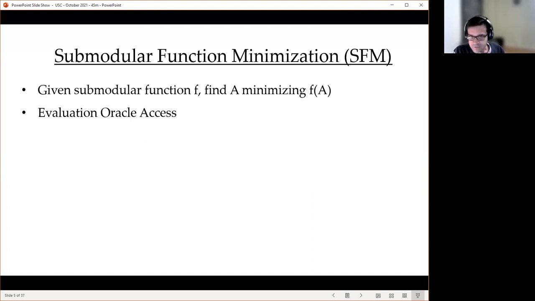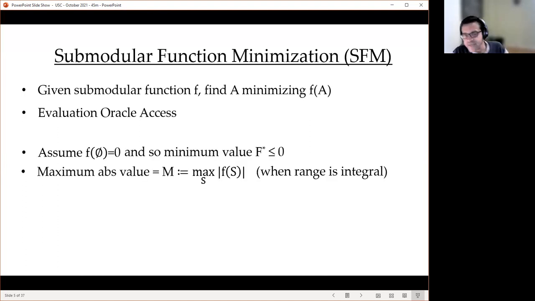Before I go on and say what is known about this problem, let me make a few baseline comments. We'll assume that the empty set evaluates to 0. This is without loss of generality, because I can shift every value additively by any constant and the function remains submodular. If the empty set is not 0, I'll shift by the negative of that. Therefore, the minimum value of this function will be a non-positive number. In particular, if the minimizer is not the empty set, it would be a negative number. That's the thing we want to find.